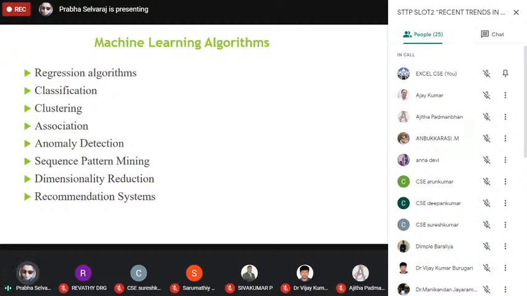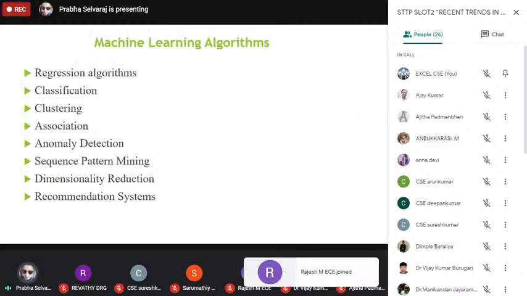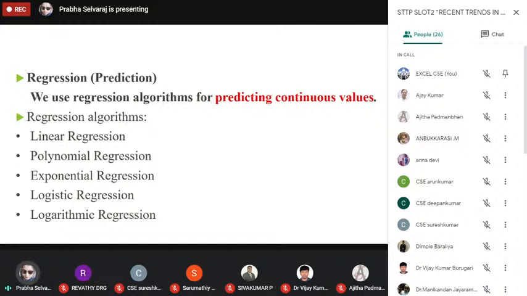So now we'll see the use of all the machine learning algorithms, and I'll go with one. I will give an example for regression algorithm, simple and multiple linear regression. I'll tell you how to train and build the model and how you will test the hypothesis. Okay. So first one is your regression algorithm. These are all the algorithms, and I'm just going to give an overview: regression, classification, clustering, association, anomaly detection, sequence pattern mining, dimensionality reduction, and recommendation system. You can categorize your problem into any one of these categories.